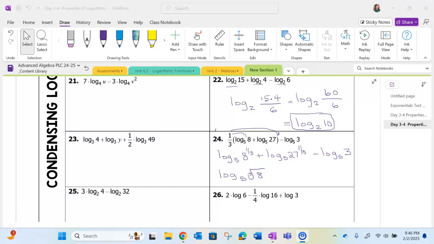All right, this is unit 6.2, day 3-4. This is the second part. We've been practicing our condensing. We were picking up with problem 24.